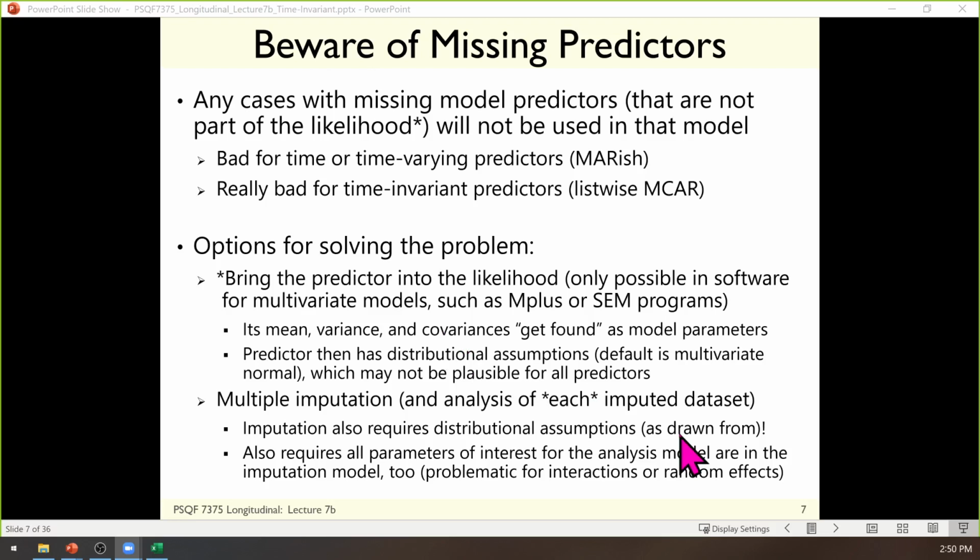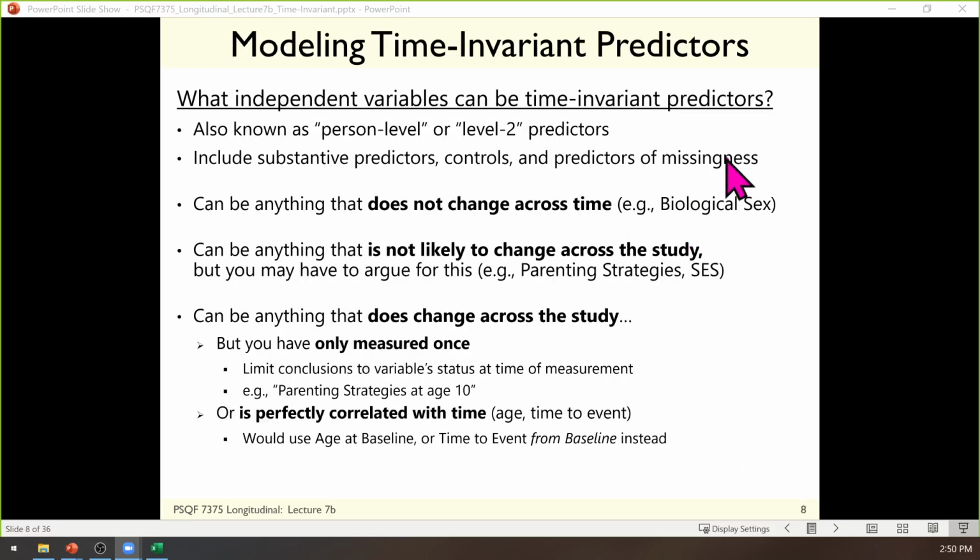Now we get to paint. I'm sorry to have bummed you out, but we're going to paint now, and put some predictors in the model, finally. So time invariant predictors is what we're talking about.